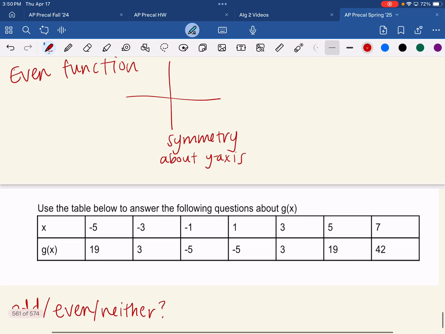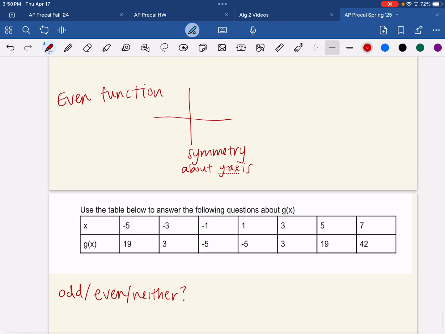So, for example, a lot of you figured out this one does have symmetry about the y-axis. Both ends do point up. So this is just a random example. I know it's not perfectly symmetrical the way I drew it. But here's the real reason that something is an even function.